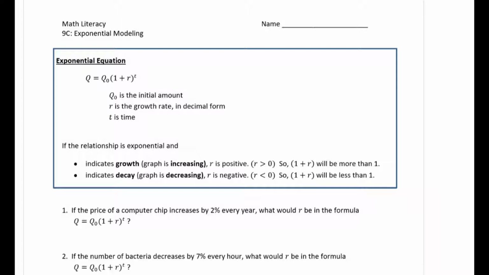Problem 1. If the price of a computer chip increases by 2% every year, what would r be in the formula? Well, remember that r needs to be written in decimal form, and since we're increasing, I know that it is going to be a positive value, so this is 0.02.